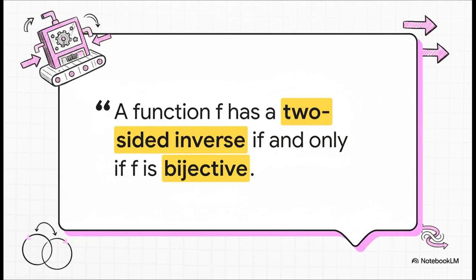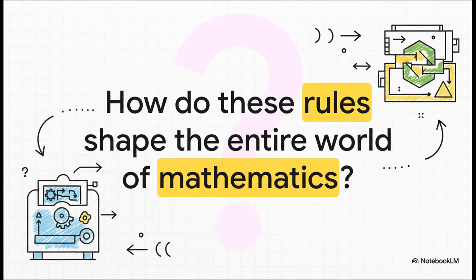A function is perfectly reversible, meaning it has what's called a two-sided inverse, if and only if it is bijective. This isn't just a happy coincidence, it's a fundamental truth of mathematics. Being both injective and surjective are the exact, precise conditions you need to build a machine that can run in reverse. So just like that, we've gone from a simple machine with a few rules all the way to a perfectly reversible one.